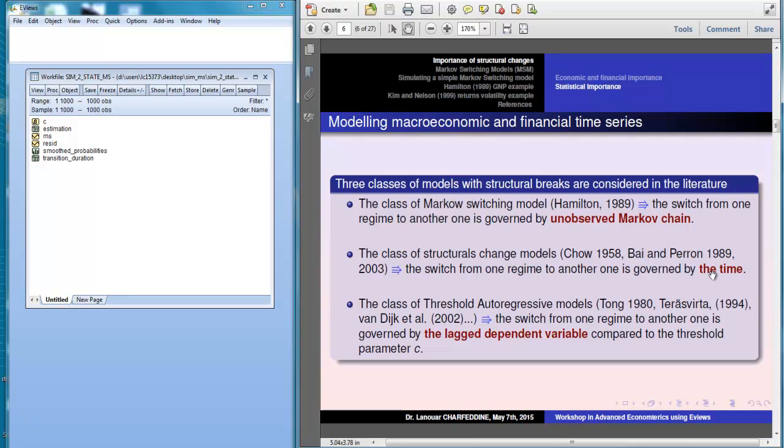And the third class is the threshold autoregressive model, which was proposed by Tong in 1980. Here the switch from one regime to another one is governed by the lagged dependent variable y t minus d, where y t is the dependent variable in general, but there are many other extensions. And the threshold parameter is c.